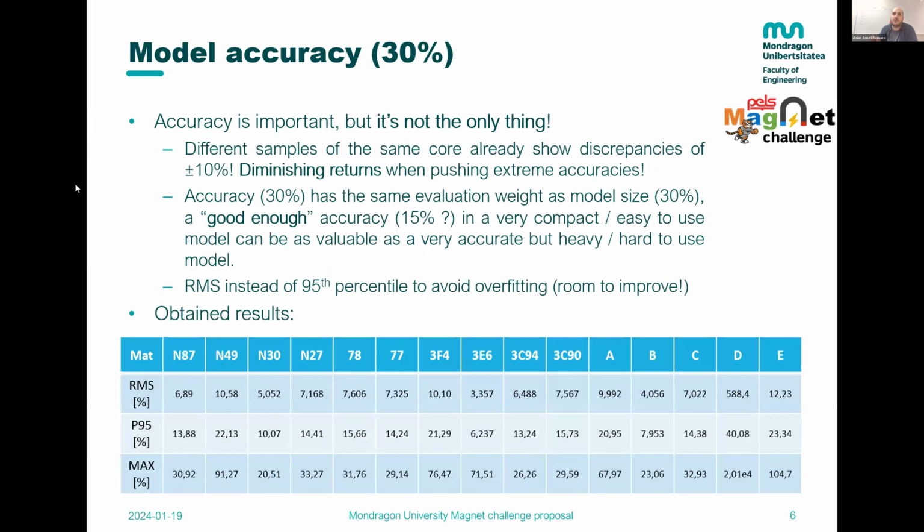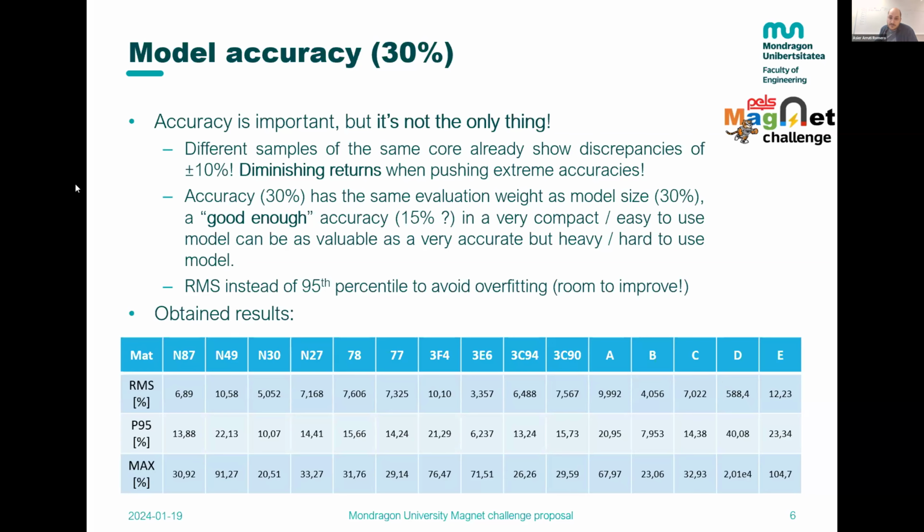I guess that if you go below 5%, maybe it's not that important, because in practice you probably have a little discrepancy. So we thought, okay, if model size and accuracy both have the same importance, let's try to make a good enough accuracy, right? Let's try to make a compact model, easy to use, and just make it good enough.